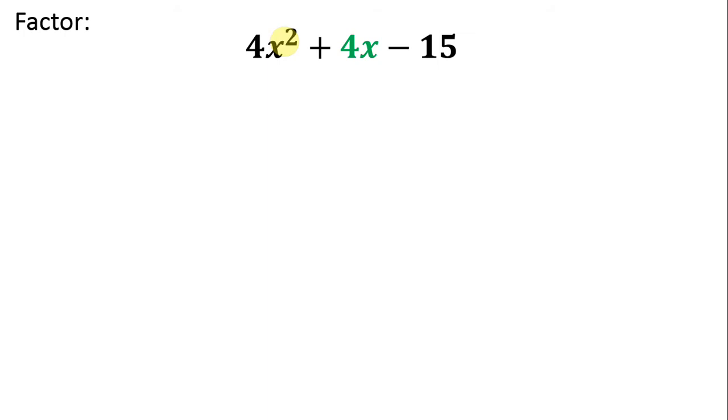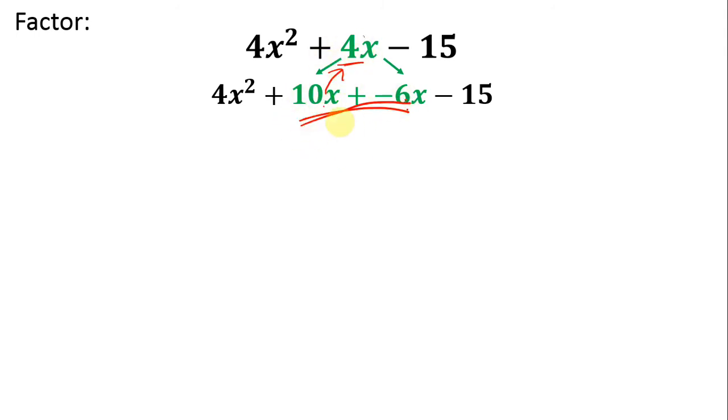This way of factoring, we take our middle term, in this case it's 4x, and we're going to rewrite this entire expression, but with 4x separated into 2. And we'll talk about how to figure out what to separate it into within the next example. I rewrote this expression as 4x squared plus 10x plus negative 6x minus 15. 10x plus negative 6x is still 4x, but here I just broke 4x into two terms that when added together are equivalent to 4x.